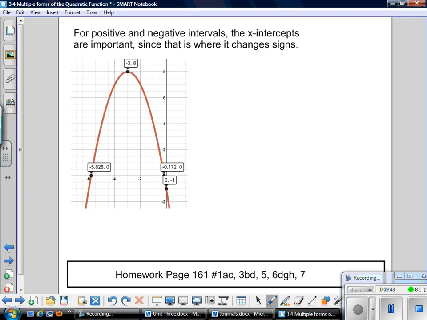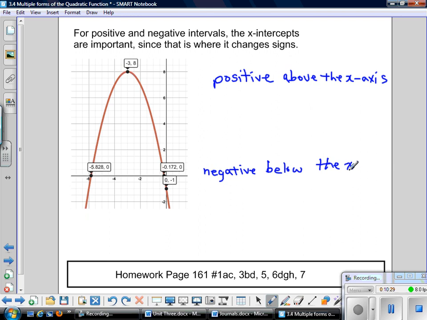So for positive intervals, above the x-axis. And when we're talking about negative intervals, we're talking about below the x-axis. So that's why our x-intercepts are so important.